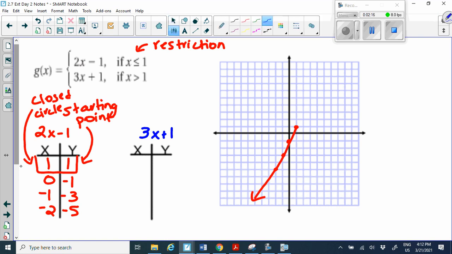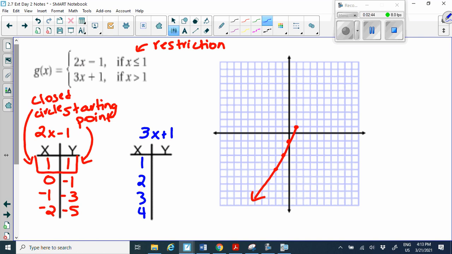Okay, now we're going to do the same thing with our 3x plus 1. Don't forget, we always start at the restriction. So even on the 3x plus 1, though there's no equal bar on the x is greater than 1, we start there. Because the idea is that we need numbers greater than 1, and there's infinitely many numbers. So we just start at 1. Now, since it says x is greater than 1, do we want numbers larger or smaller? Larger. So maybe 2, 3, and 4 will work.